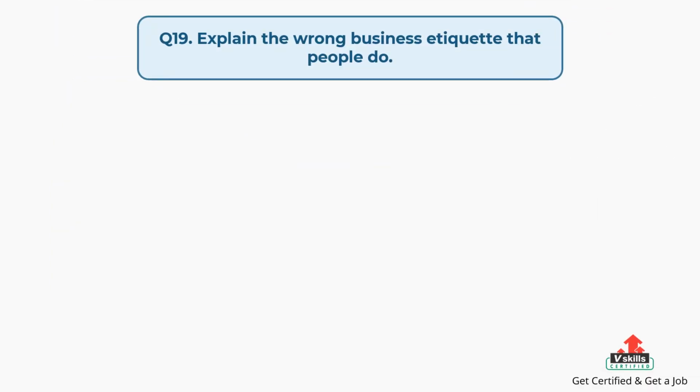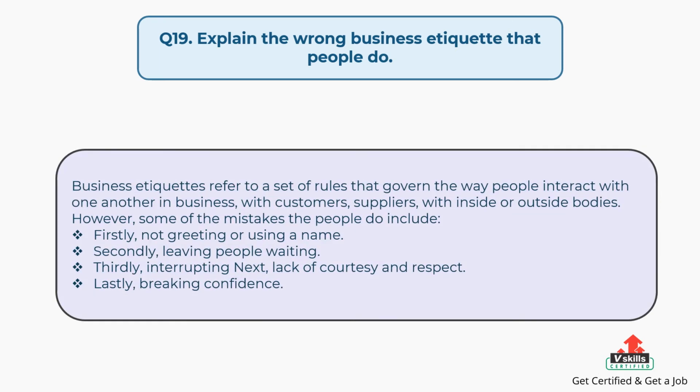Question number 19. Explain the wrong business etiquette that people do. The answer is: business etiquettes refer to a set of rules that govern the way people interact with one another in business, with customers, suppliers, with inside or outside bodies. However, some of the mistakes that people do include: firstly, not greeting or using a name. Secondly, leaving people waiting. Thirdly, interrupting. Next, lack of courtesy and respect. Lastly, breaking confidence.